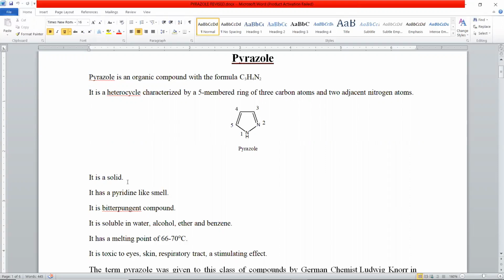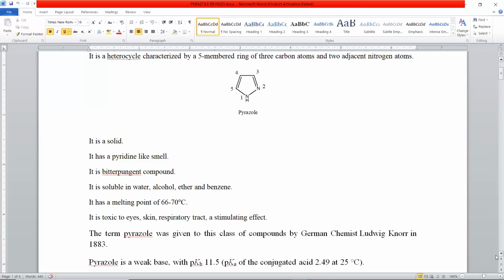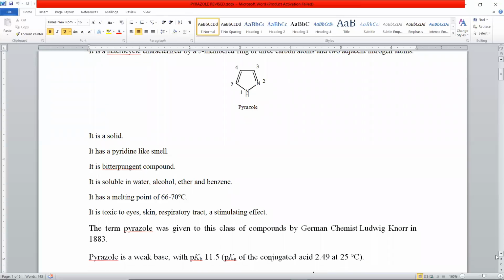Pyrazole is a solid. It has a pyridine-like smell. It has a bitter, pungent smelling compound. It is soluble in water, alcohol, ether, and benzene. It has a melting point of about 66 to 70 degrees centigrade. It is toxic to eyes, skin, respiratory tract, and it has a stimulating effect. These are some physical properties of pyrazole.